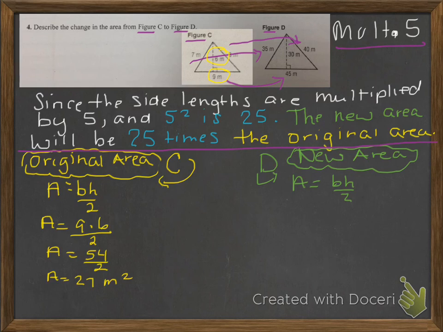I'm sorry, meters squared. I need to change that. Oh, it was meters squared. I just couldn't read my own writing. So it's 27 meters squared. Now on to figure D, which is the new area.